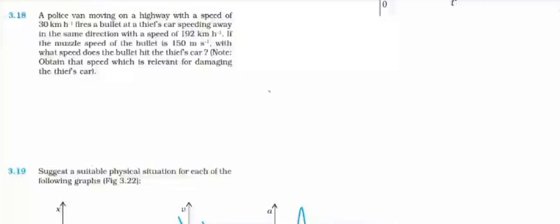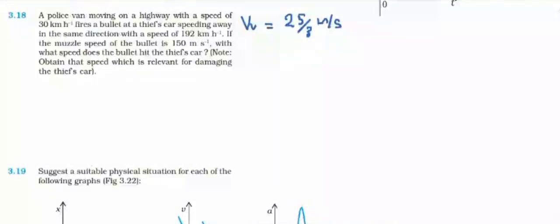Let's continue. A police van is moving on a highway with a speed of 30 km/h. The velocity of the van, we can take as VV. Velocity of van is 30 km/h, which is around 25/3 meter per second.